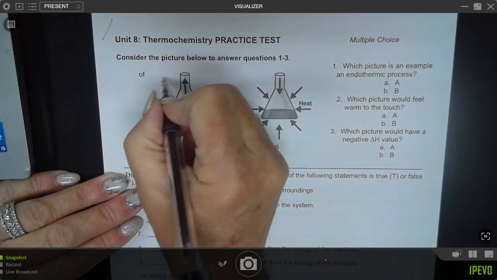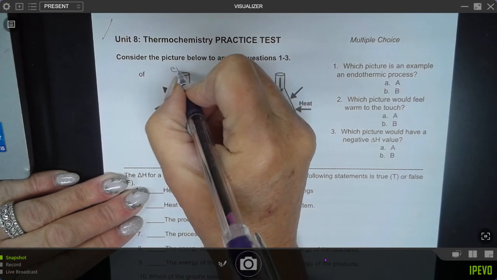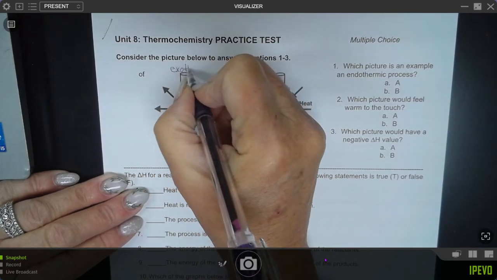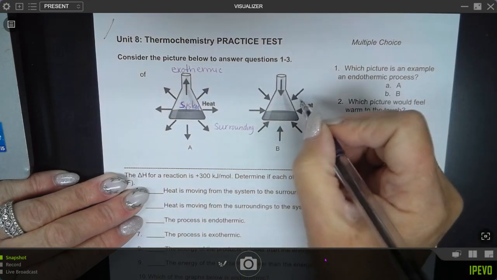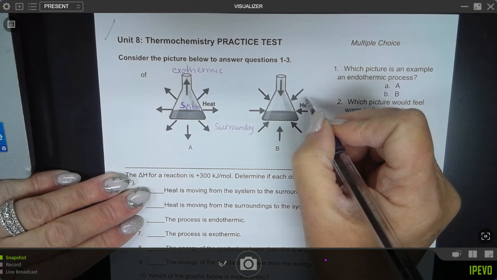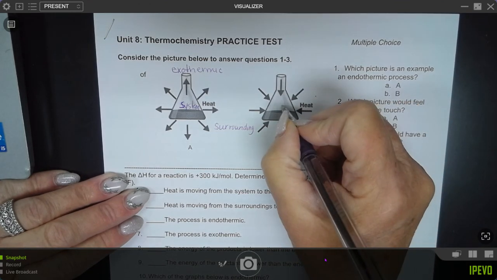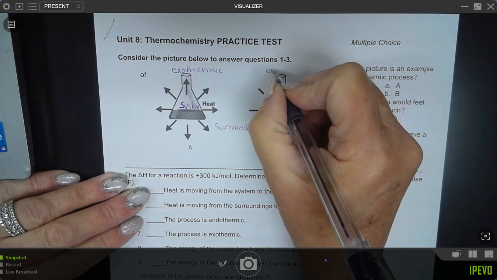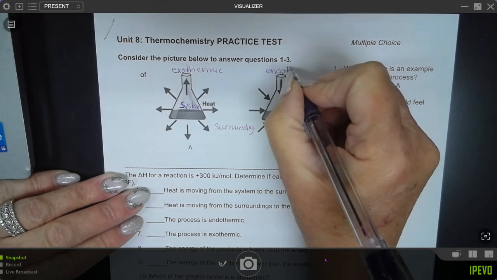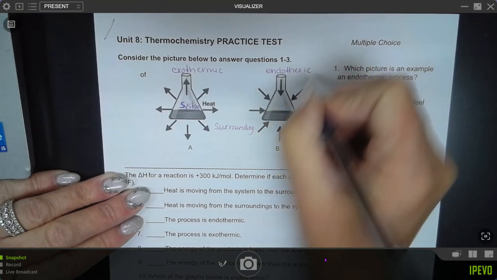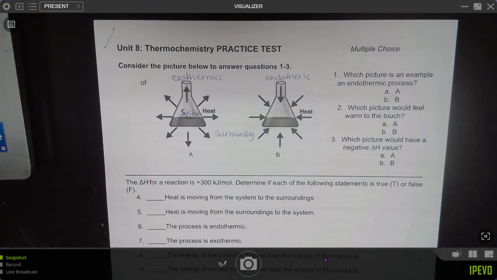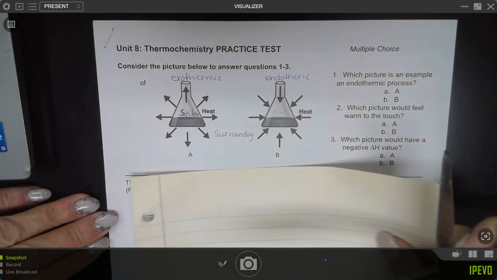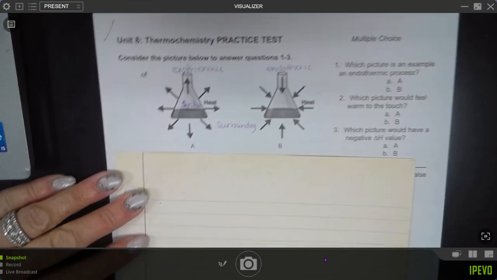So that makes this picture a representation of an exothermic reaction, which means over here we have heat going from the surroundings to the system. That is an endothermic reaction.